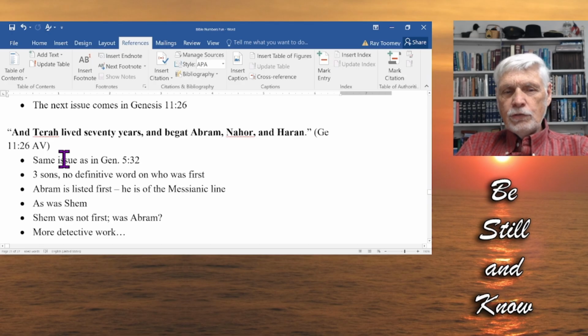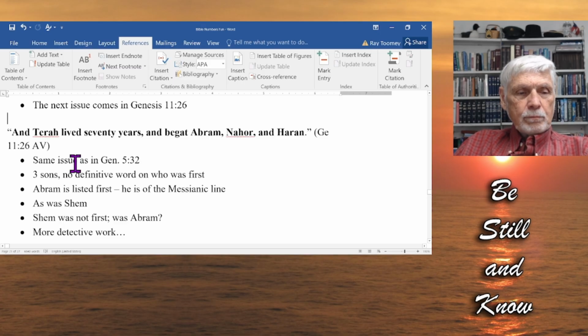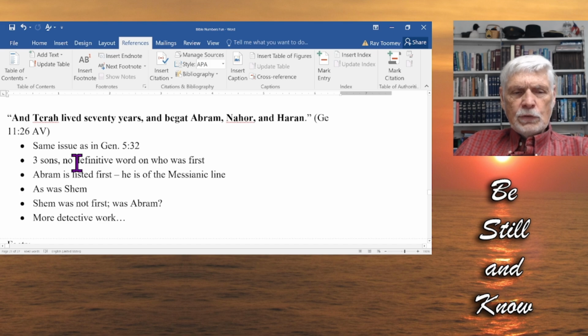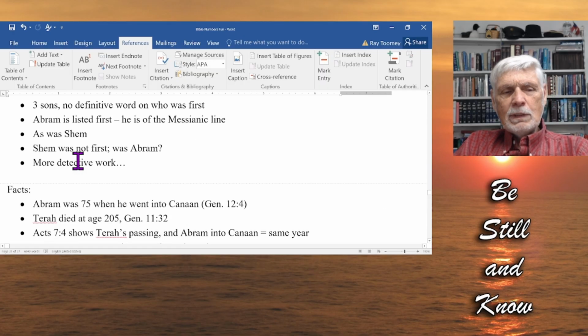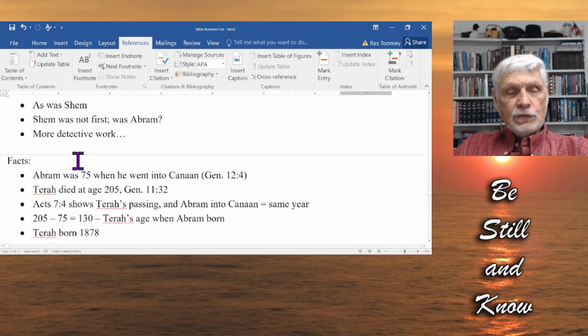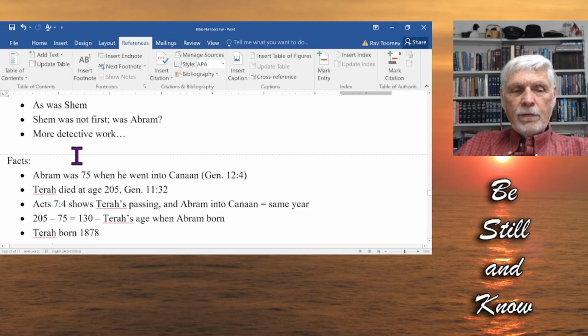Abraham is listed first, just as Shem was listed first. And this indicates that they are of the messianic line, and not necessarily that it indicates chronology. We saw that in Genesis chapter 5, that was not the case. So moving on here, we see that Shem was not the first, and we'll see that Abraham was probably not as well. So we have to do a little more detective work, and let's put on detective hats and look at some actual facts, get them down on paper, and then we can start putting this together with facts.